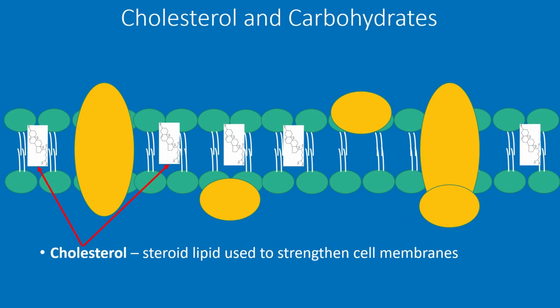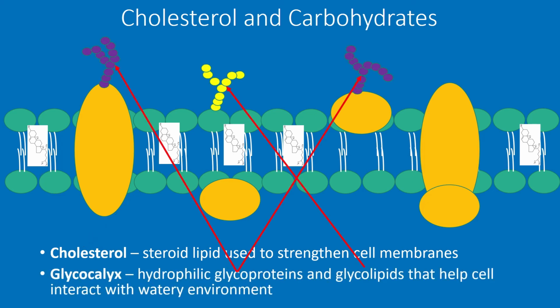Cholesterol plays an important role in strengthening the cell membrane in animal cells, since no cell walls exist in them. Without cholesterol, the membrane could be easily damaged. Glycocalyx is made up of glycoproteins and glycolipids. These are hydrophilic and help the cell interact with the watery environment and are only found on the exterior side. It also aids in cell identification, determining if the cell is part of the self of the organism or if it's foreign, and provides attachment points between cells of multicellular organisms. Glycoproteins are carbohydrate chains that form on proteins, and glycolipids are carbohydrate chains that form on phospholipids.